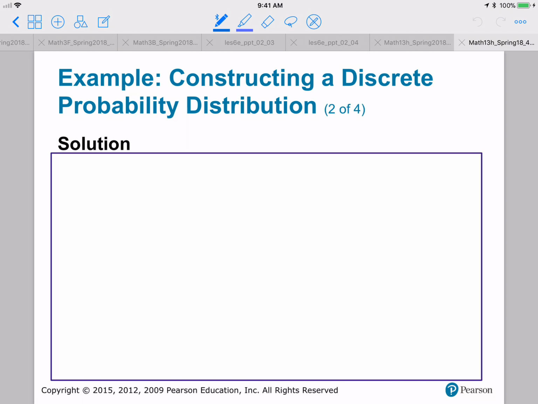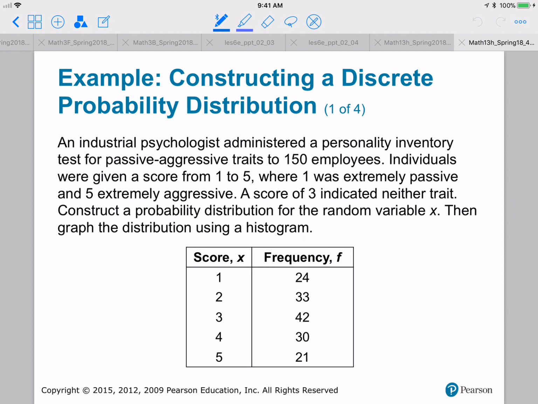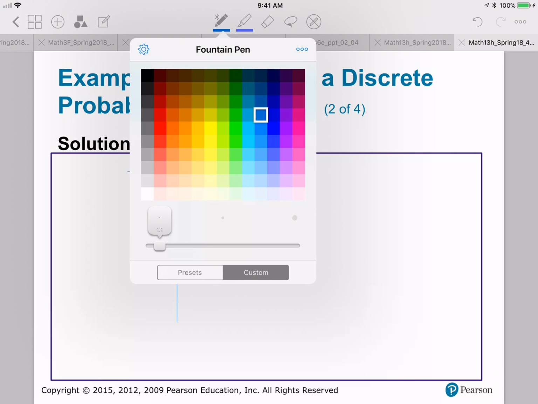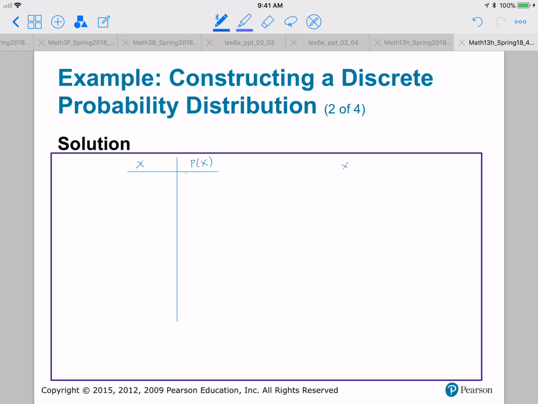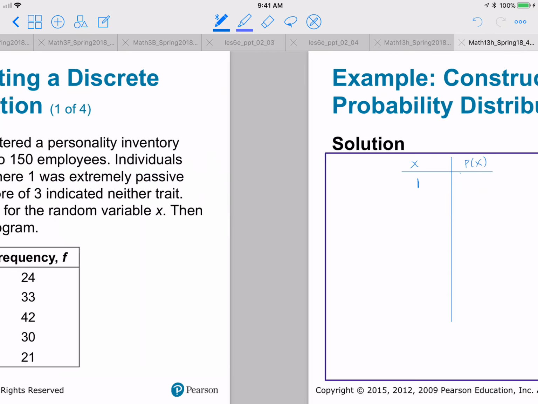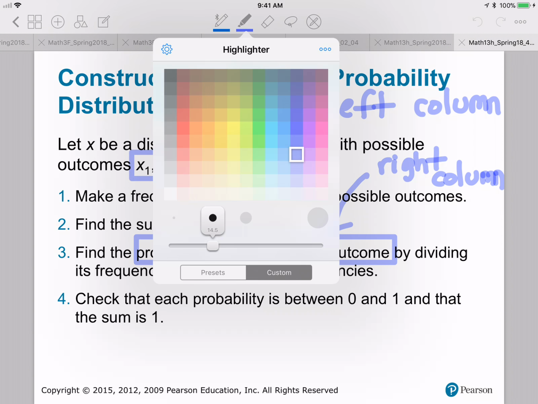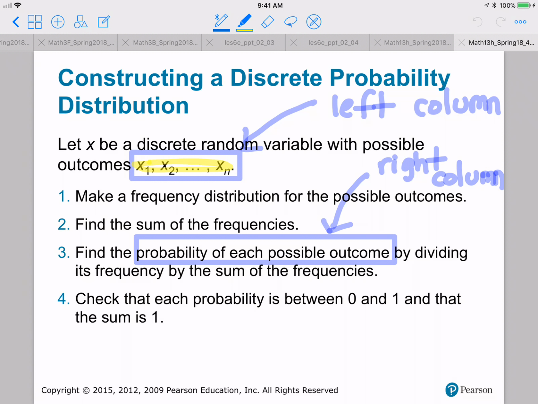Okay, so here's how we're going to go ahead and do this. So I want to have my x, and then I want to have my probability of x occurring. This is my goal. Okay, so what are all the possible outcomes? So the scores that you can get on the test are 1, 2, 3, 4, or 5. So remember before we had x1, x2, x3, x4, and x5. Well, my x1 is going to be 1, x2 is going to be 2, 3, 4, and 5. The xn that I'm talking about are these xn right here. So there are 5 possible outcomes.